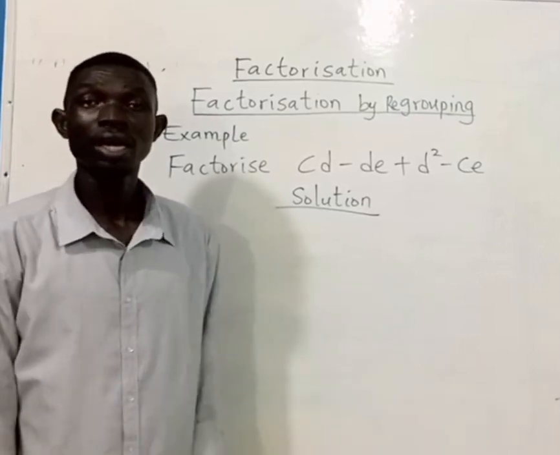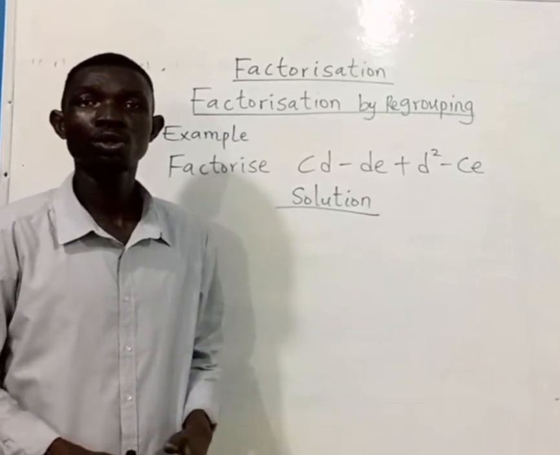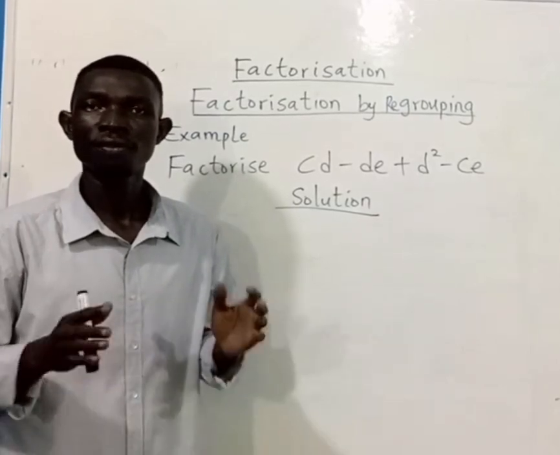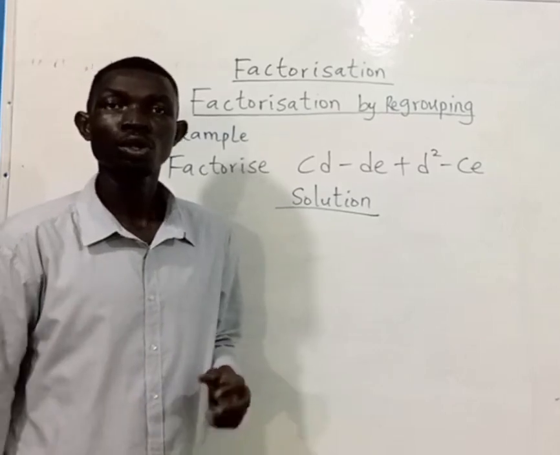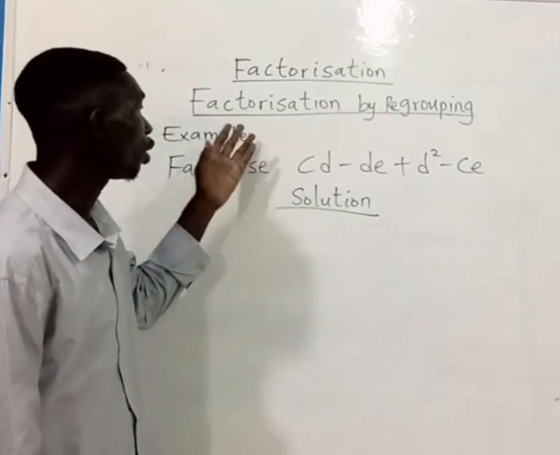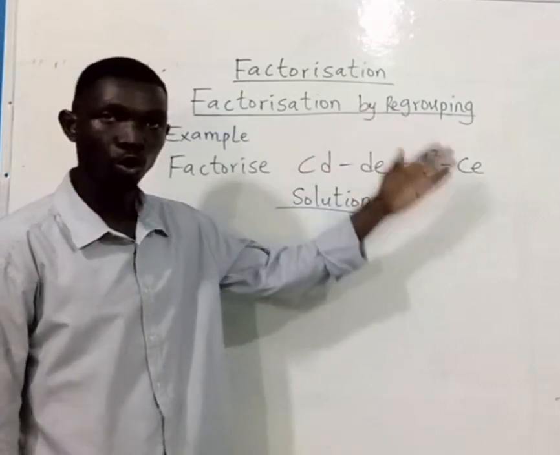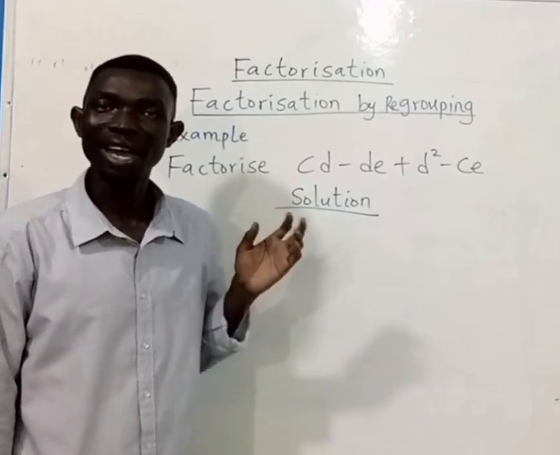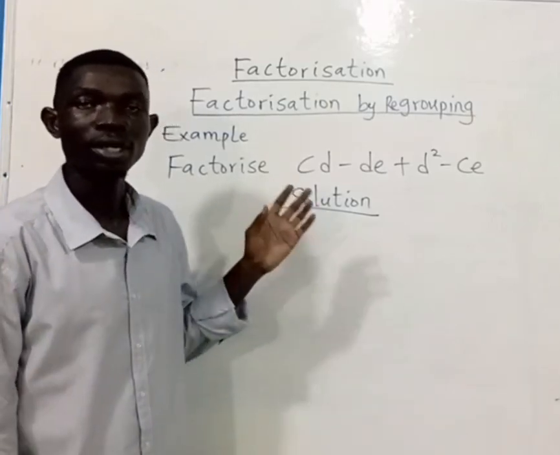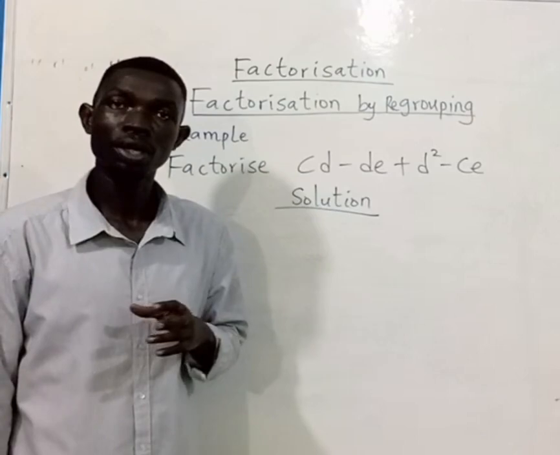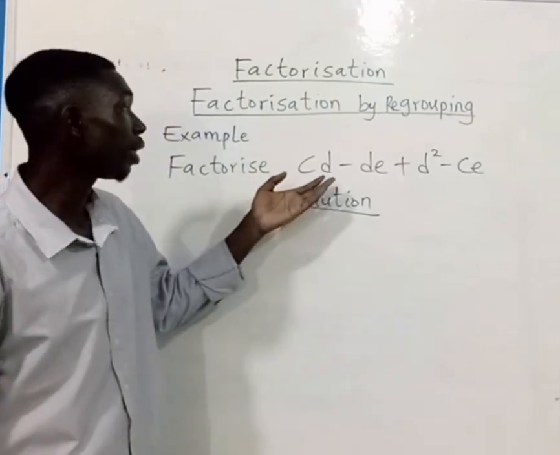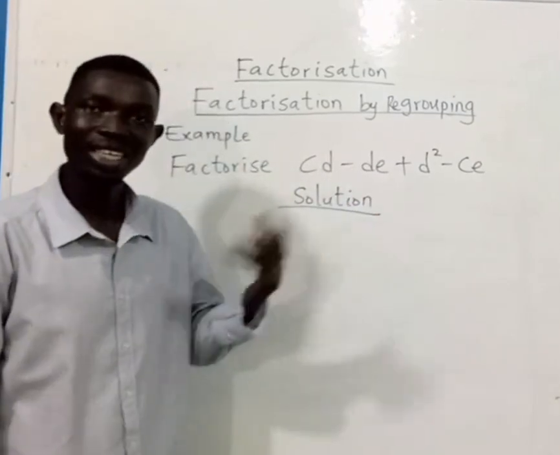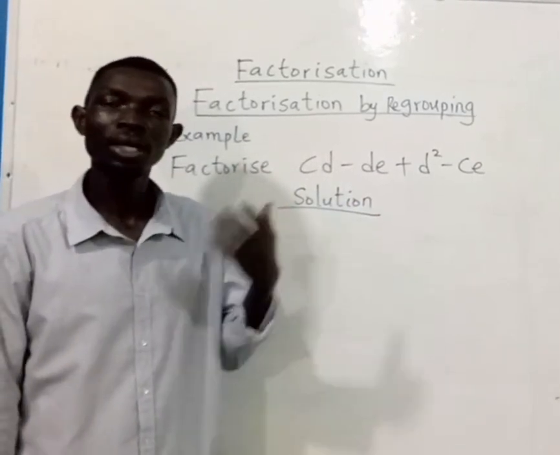It's quite broad. I'm taking it step by step just to help you understand the topic very well. Today we are looking at factorization by regrouping. In our last video we looked at factorization by grouping, but today we are looking at factorization by regrouping. There are certain algebraic expressions that cannot be factorized until you regroup them.